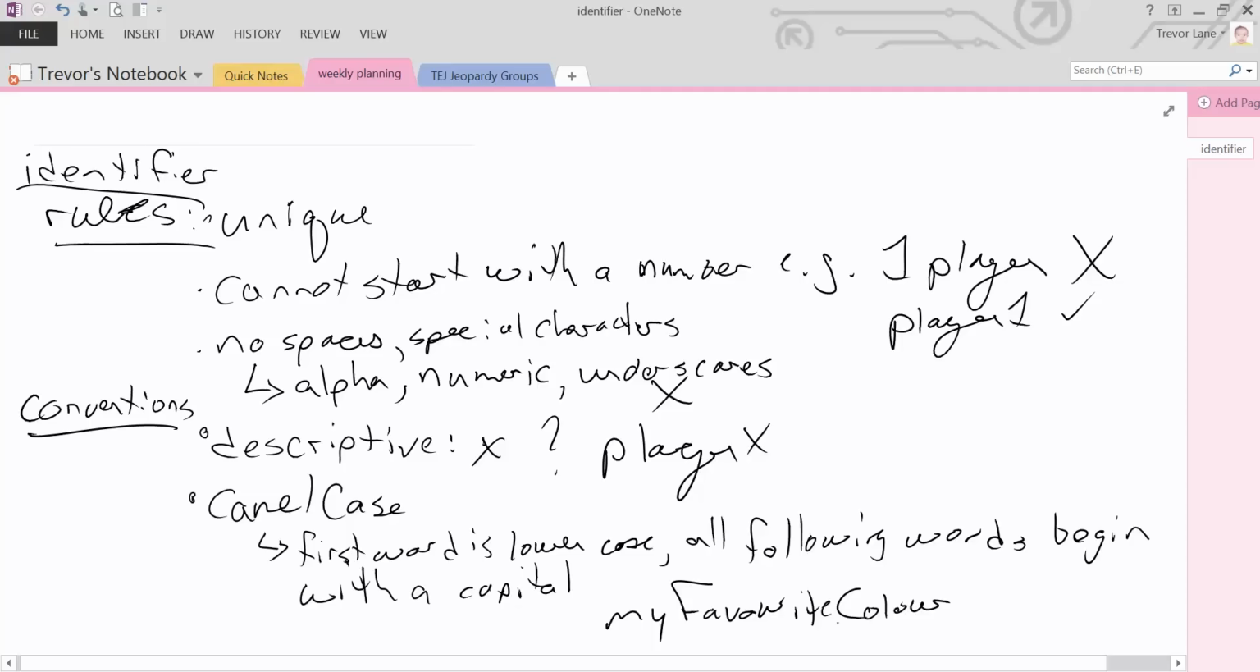So where does the term camel case come from? Well, it comes from if you were to draw a line across the top, you would get a hump whenever you get to the capital letters. So you got the two humps, so it kind of looks like a camel. That's the term camel case. So those are all the naming rules and conventions of variables.